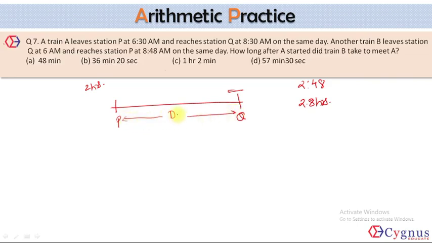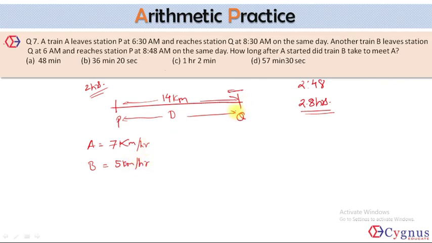So we can solve this question in terms of variables also. But let's assume some value for D here. If you look at this one, this is 2 hours and this is 2.8 hours. So let's assume a number which is a multiple of both 2 and 2.8 hours. Let's assume that the total distance between them is 14 kilometers. So train A can cover these 14 kilometers in 2 hours, so the speed of train A will be 7 kilometers per hour. Similarly, the speed of train B should be 14 by 2.8, that is 5 kilometers per hour.